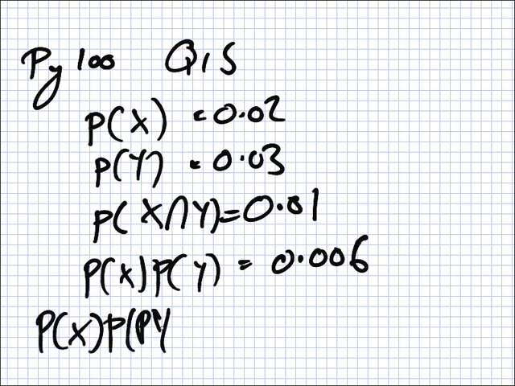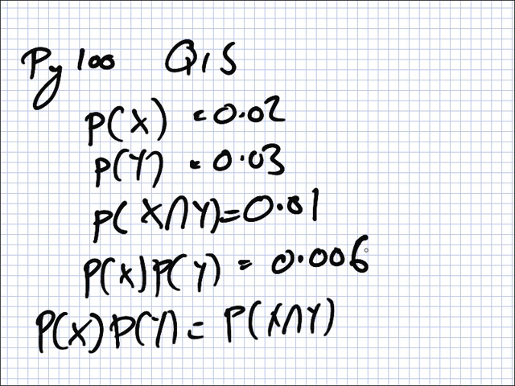So does P(X) times P(Y) equal P(X and Y)? Well, is this number the same as this number? No. So are they independent? No. Why?